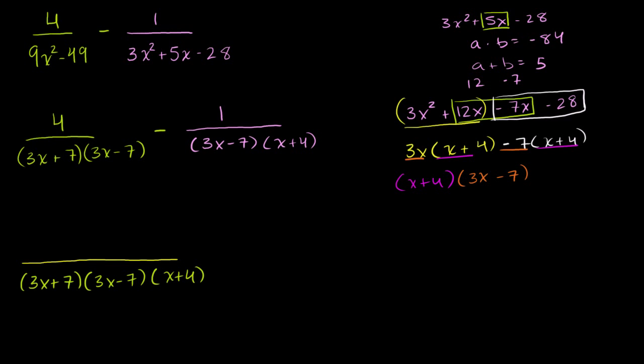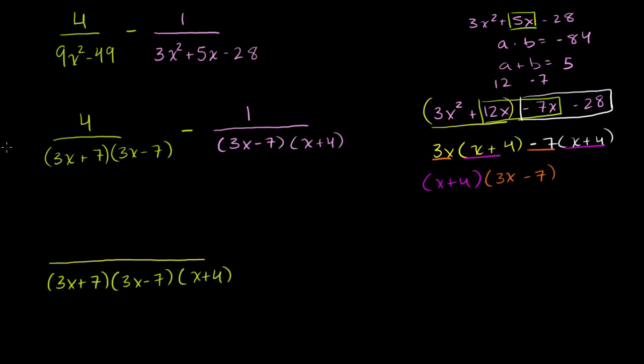Now, what do we have to multiply this guy by to have this as the denominator? Well, I just have to multiply the numerator and the denominator by x plus 4. So if I multiply this guy by x plus 4 over x plus 4, my denominator will work out. And so my numerator will become 4 times x plus 4, which is 4x plus 16. That's this first term over here.